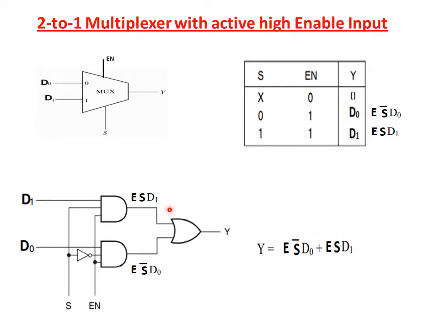Now the logic diagram representation of 2 to 1 multiplexer with active high enable input. The active high enable input is represented here. So this is the output expression for E S bar D0, and this is the output expression for E S D1, and the final expression we will obtain at this position.